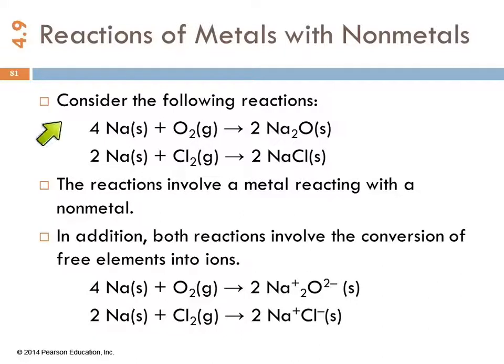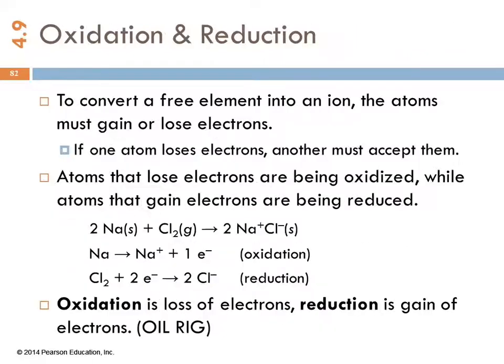So in both of these reactions, we have a metal reacting with a nonmetal. And we see the metal forming a positive ion in both cases, the nonmetal forming a negative ion. So we've got a conversion of free elements into ions. Redox reaction. I kind of already said most of this.